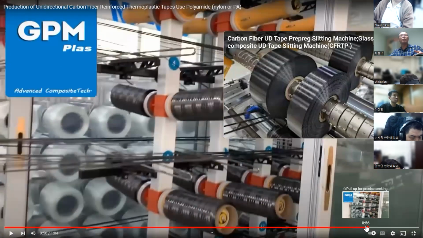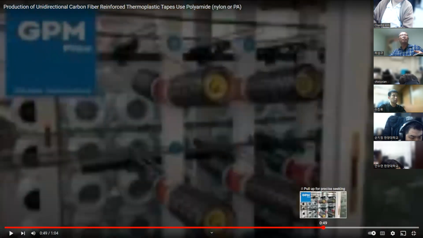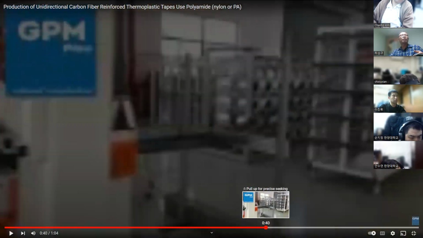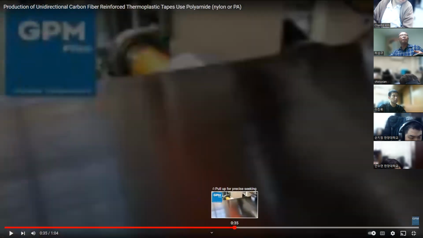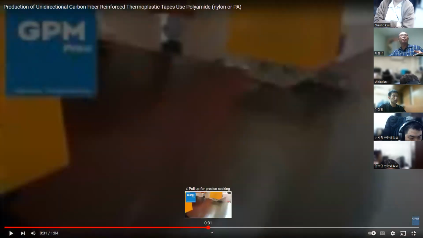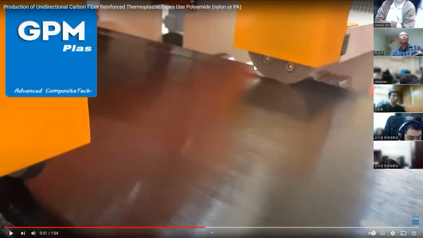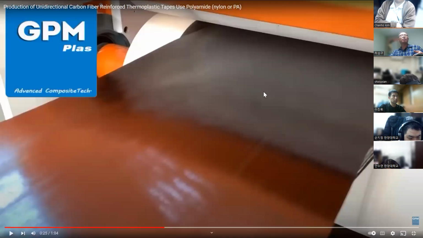Actually, the video goes in reverse order. So basically, this is the tow, and then spreading. I will go this way. And spreading. This is the spreading stage. And then we can have a resin impregnate, and then we cut off two edges because they are not uniform. We cut off, and then we can have a consolidate.